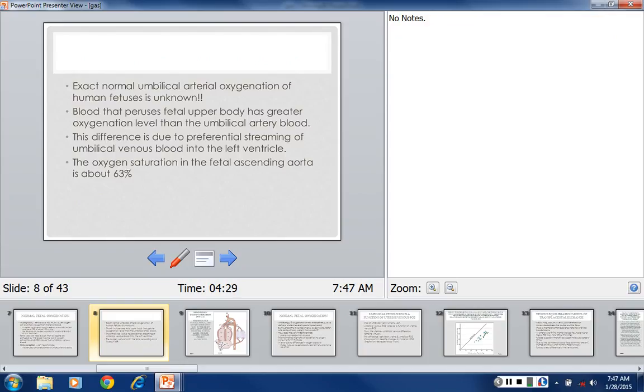The exact normal umbilical oxygen of the human fetus is unknown. Again, we're studying sheep. But the blood that perfuses the fetal upper body has a greater oxygen level than the umbilical artery blood. Remember, the main thing that needs to feed is the brain. Think about it that way. This difference is due to preferential streaming, and the oxygen saturation of the fetal ascending aorta is actually 63%.